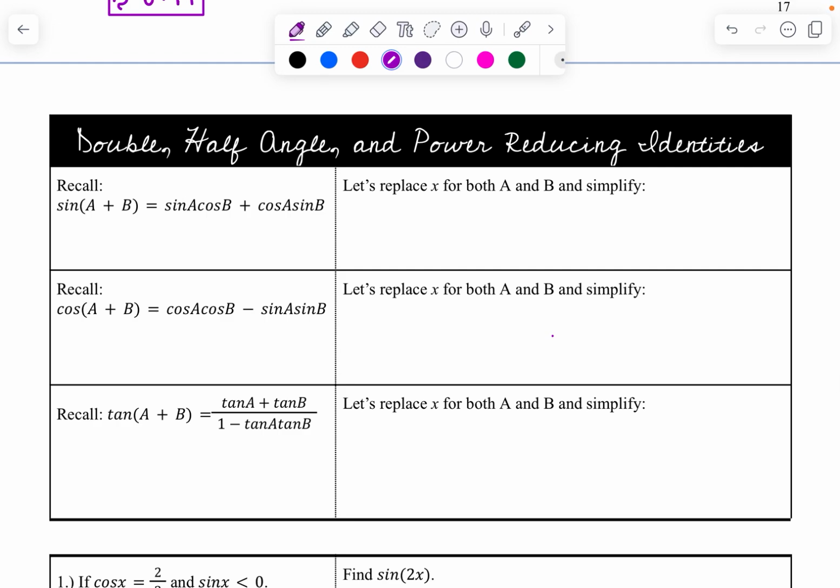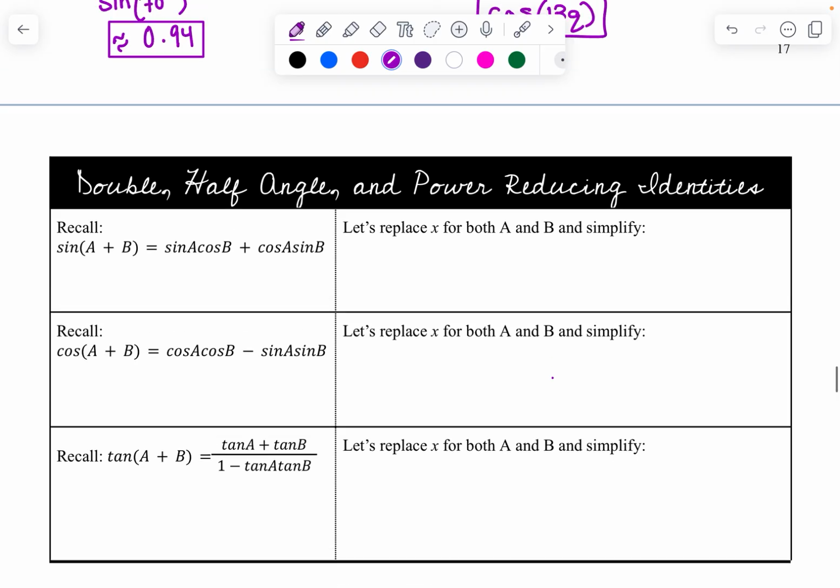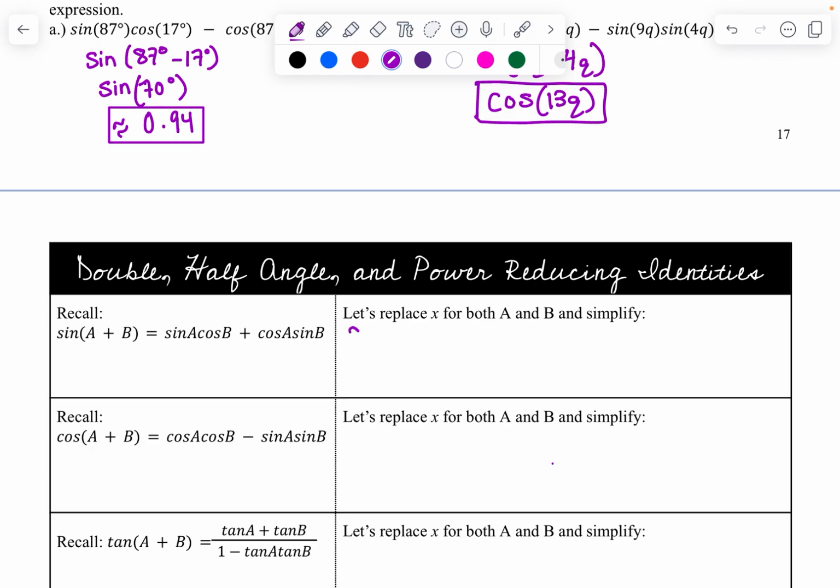All right, so we are going to talk about double angles currently. So recall that the sine of A plus B is equal to the sine of A cosine of B plus cosine of A times sine of B. Now we're going to replace both A and B with x. So every place A and B are, instead of writing A and B, we're going to write x.